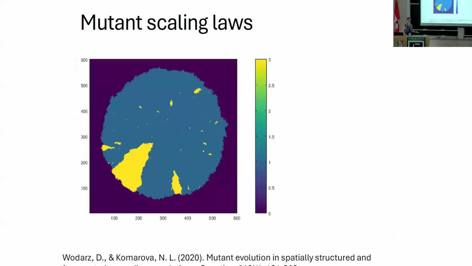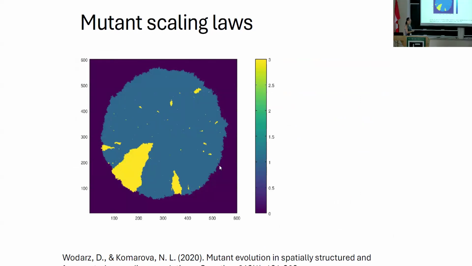I want to add mutants now. So we're here to study cancer. We're here to study the evolutionary biology of cancer. So mutants are very important. Imagine the same expanding population, but now we add mutations. So in this simulation, in yellow, you can see a mutant.